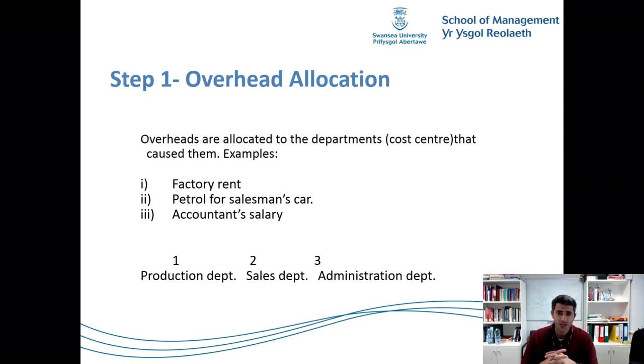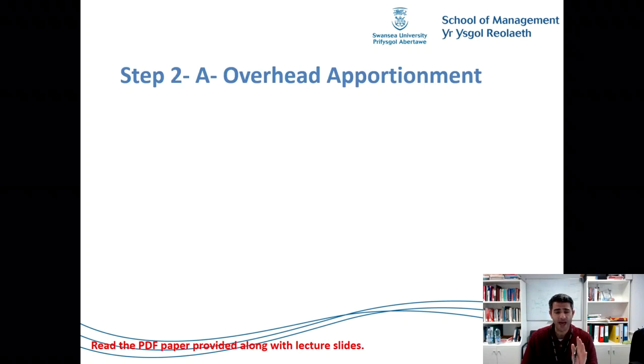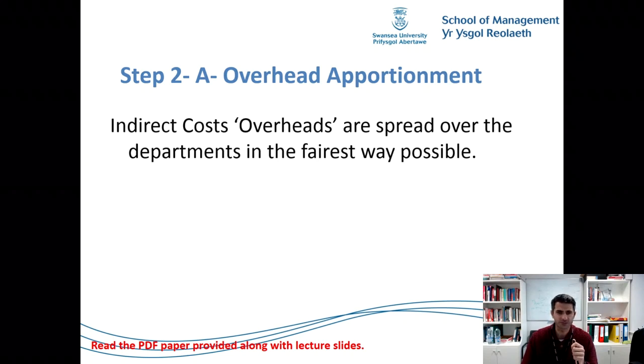Okay. The second step we will look at is the overhead apportionment. So what do I mean by overhead apportionment? Okay, let's have a look. What is the basis? What is the basis for this overhead? Let's have a look.